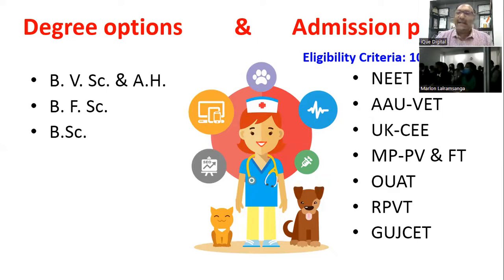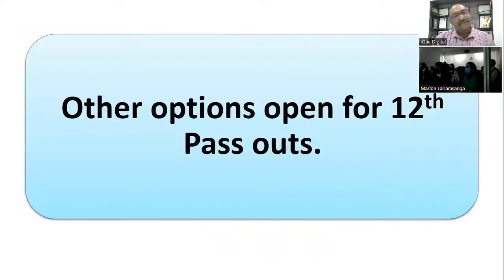Eligibility criteria by and large would be 10+2 physics, chemistry, biology. There could be few colleges which take entrance exams like NEET, and there could be some states which conduct their own entrance exam for admission in veterinary and fishery sciences.